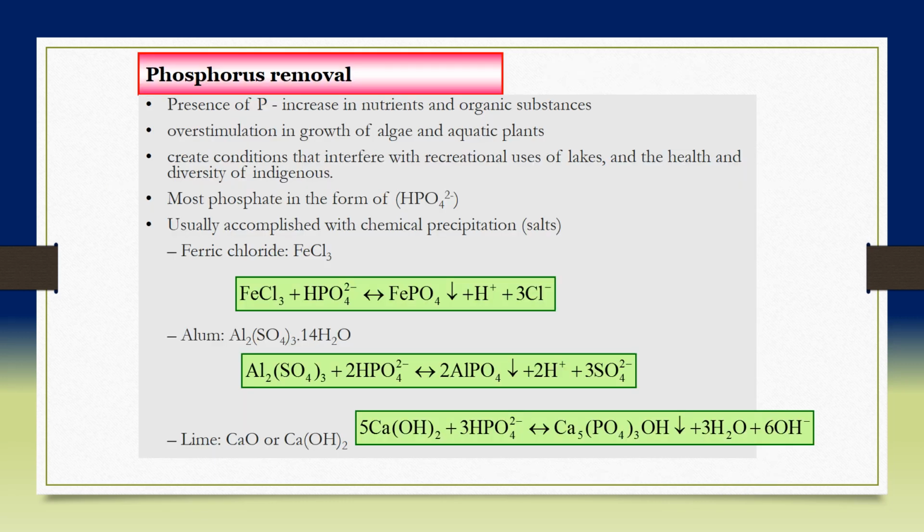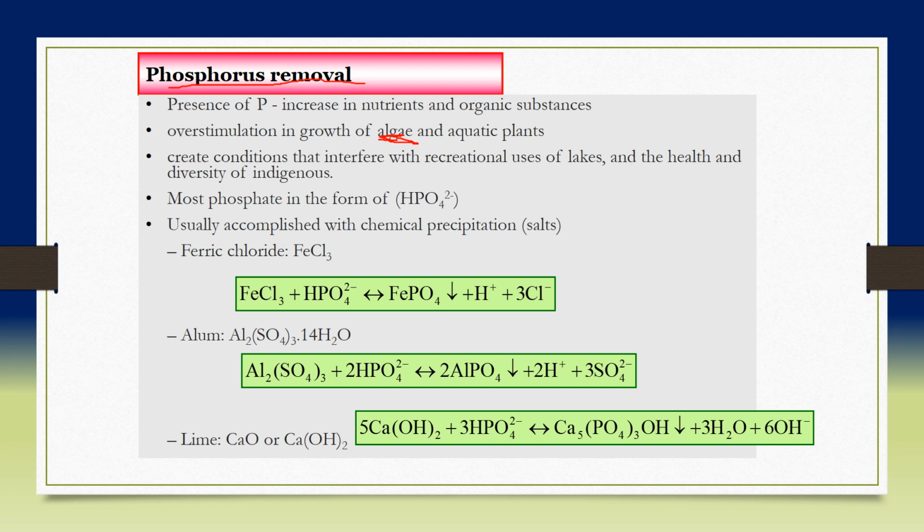Okay, next is the phosphorus removal. So the presence of phosphorus increases nutrients and organic substances, causing overstimulation in growth of algae and aquatic plants. So phosphorus pun tak bagus bila dia terlalu tinggi, sebab dia boleh menggiatkan lagi pertumbuhan algae. So bila pertumbuhan algae ni bertambah, jadi dia akan memberi kesan kepada aquatic life.